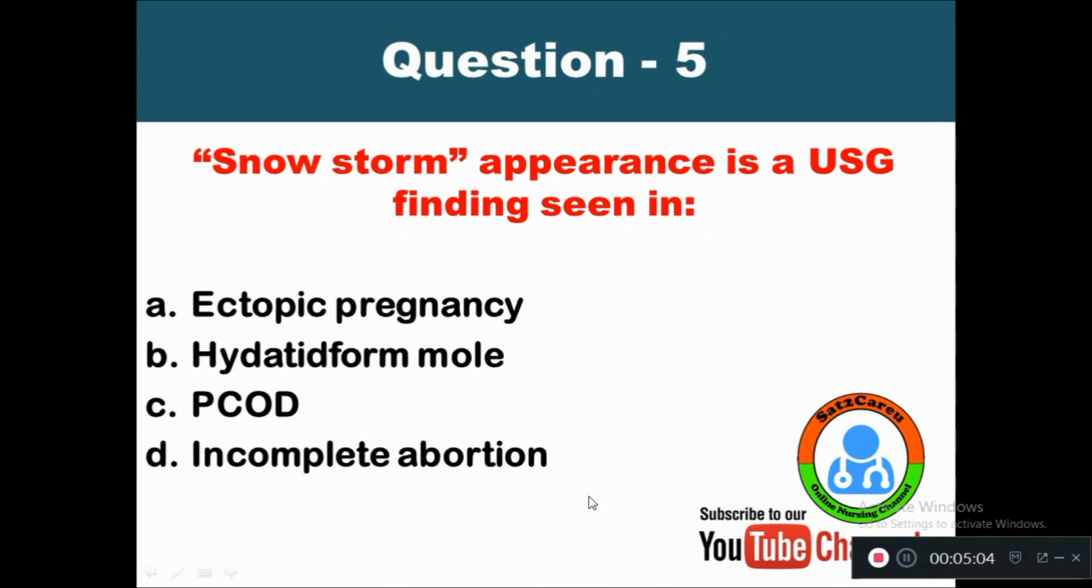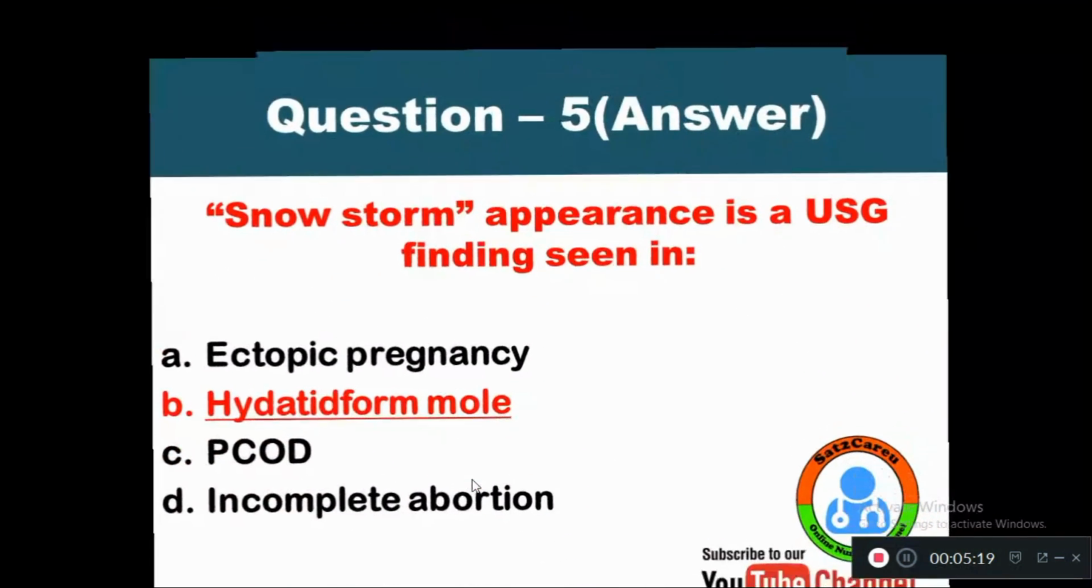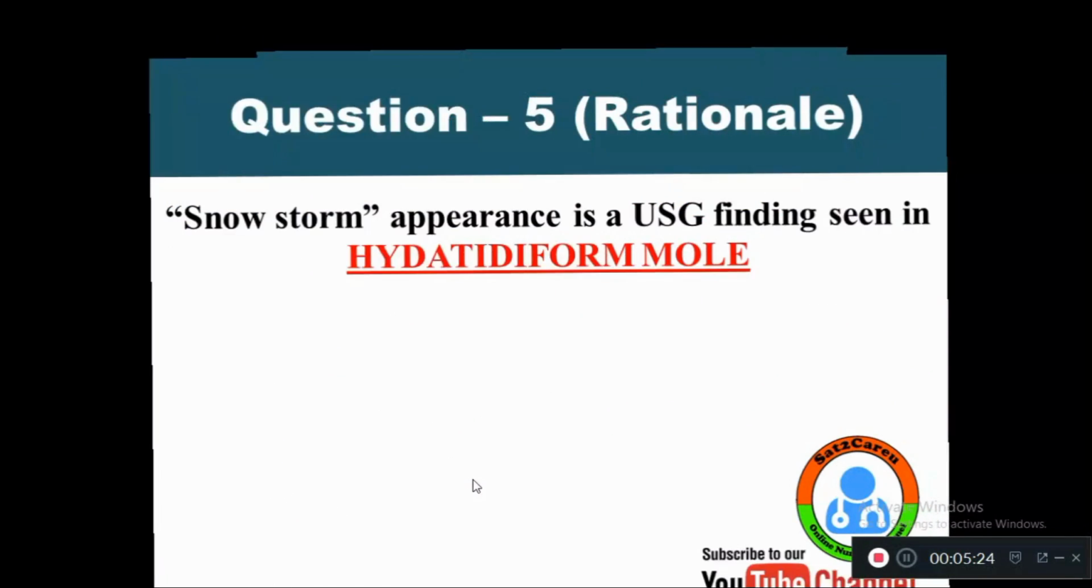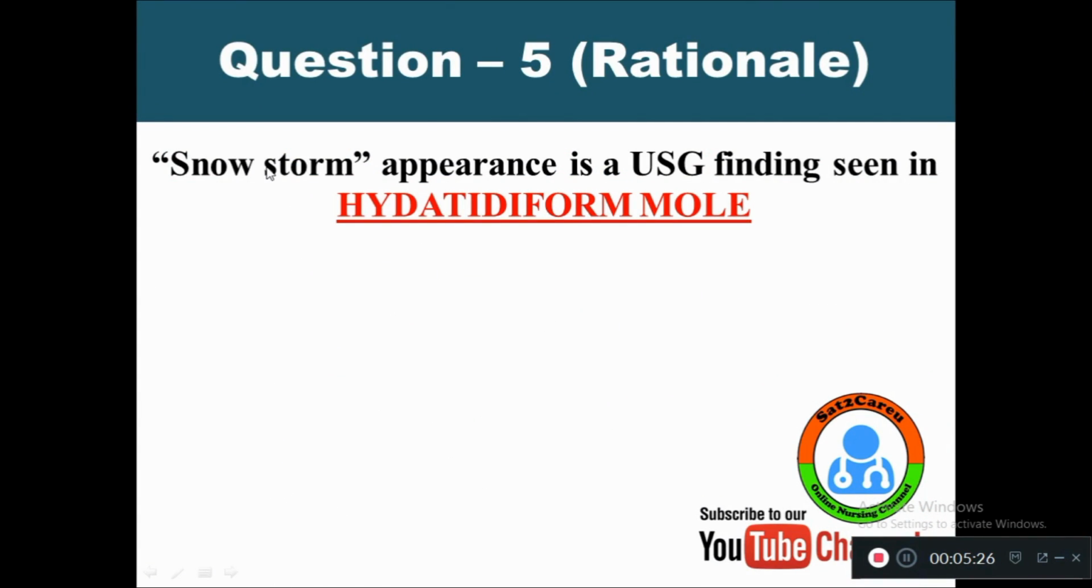Fifth question. Snowstorm appearance is a USG finding seen in: option A, ectopic pregnancy; B, hydatidiform mole; C, PCOD; D, incomplete abortion. The right answer is hydatidiform mole. Nothing much about the rationale: snowstorm appearance is the common feature of hydatidiform mole in the USG diagnosis.